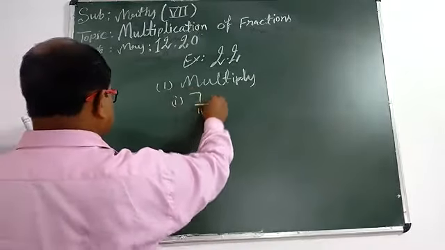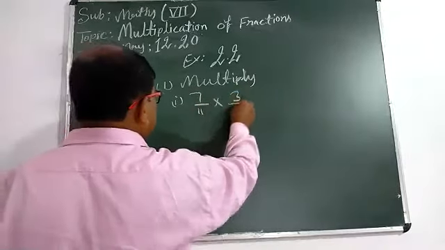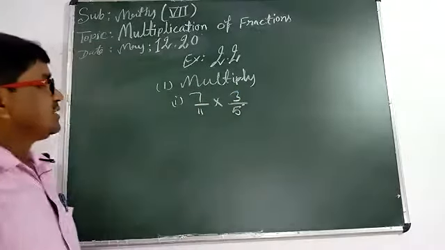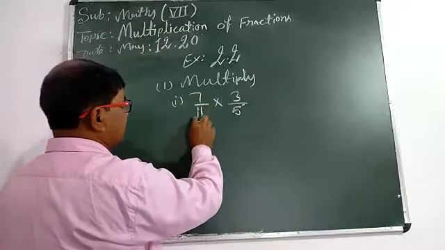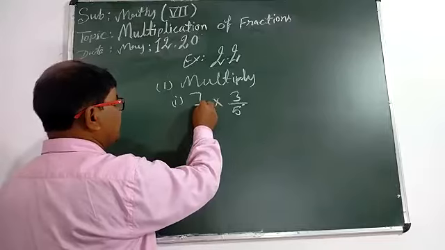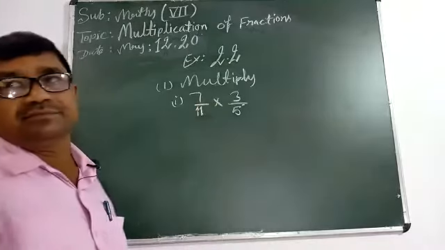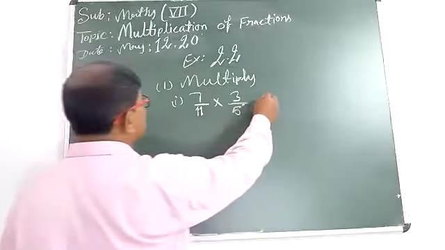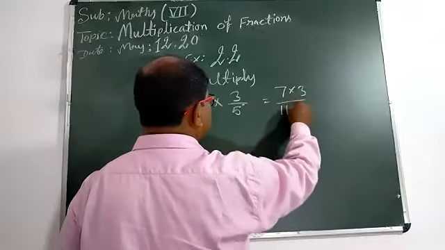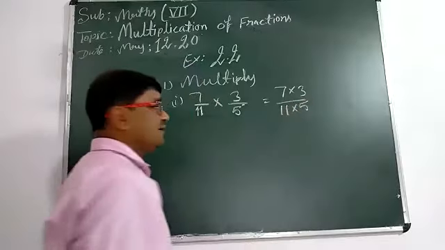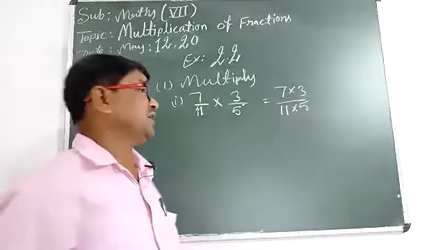7 upon 11 multiply 3 upon 5. Okay, you have the idea. You can multiply it. 7 multiply 3 upon 11 multiply 5. Okay. Can you do? Very good.